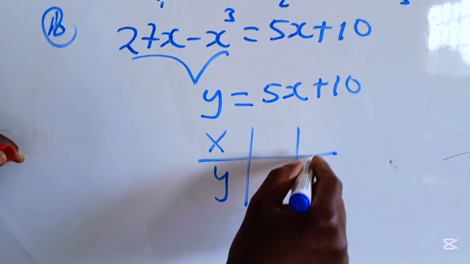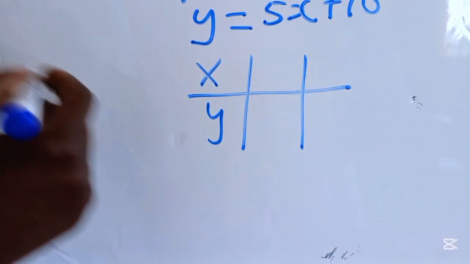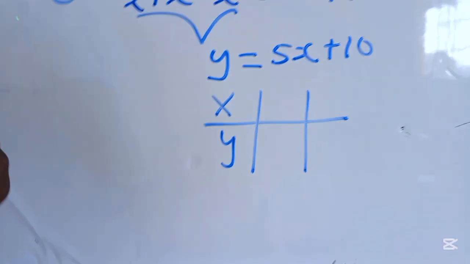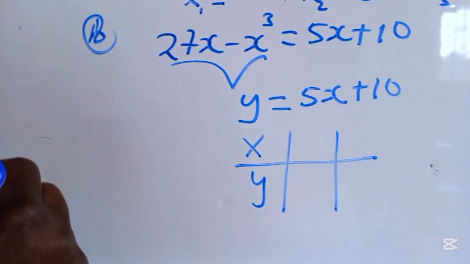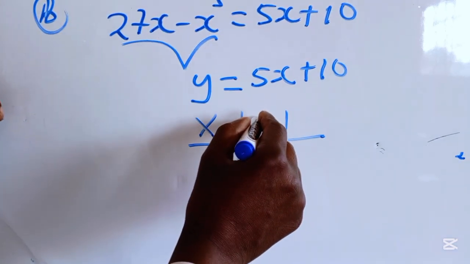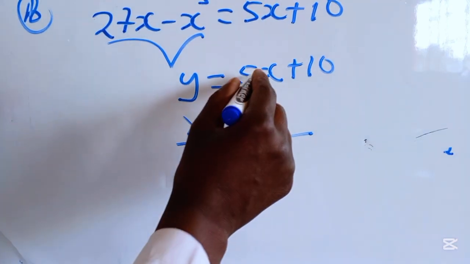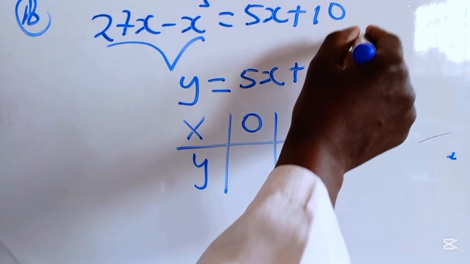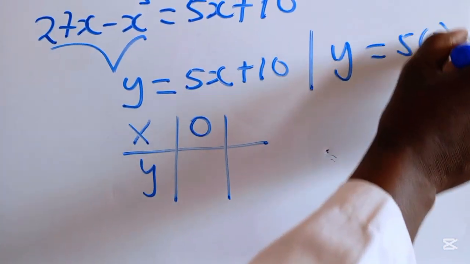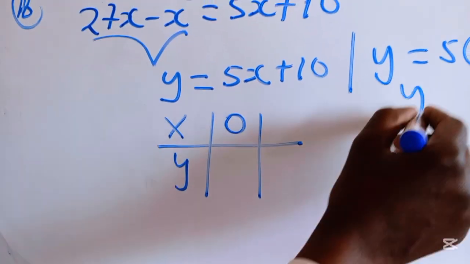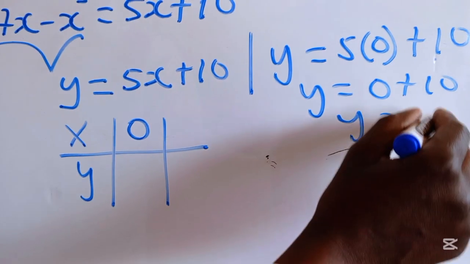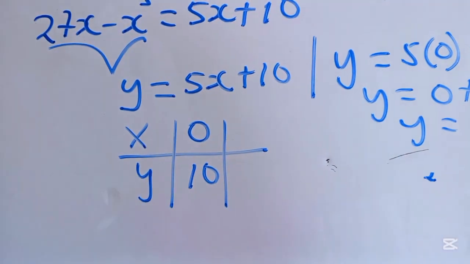Please, as you are selecting these figures or coordinates, go for those which can give you exactly the numbers, so that you don't struggle. For example, when I say x is 0, where there is x here, I put a 0, meaning that I have y is equal to 5 multiplied by 0 plus 10. You agree with me that I have 0 plus 10. So my y will be 10. So this is the 10 which is there.